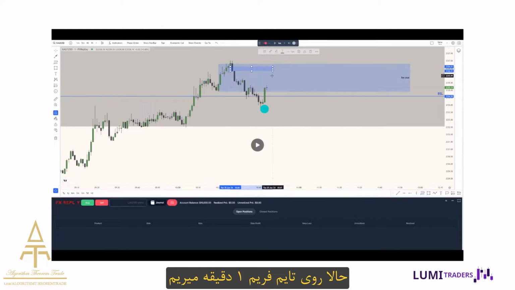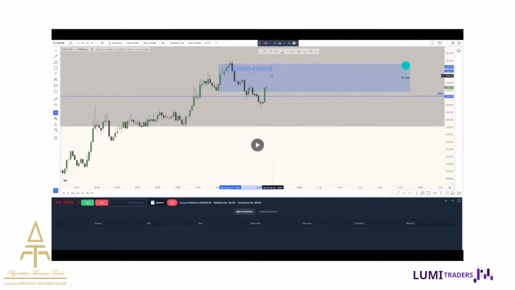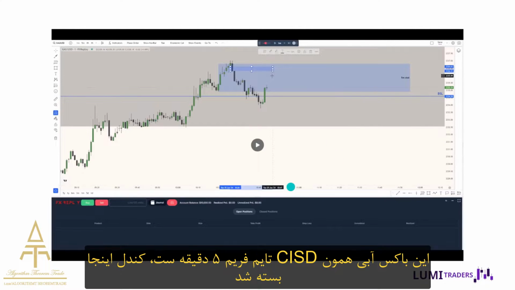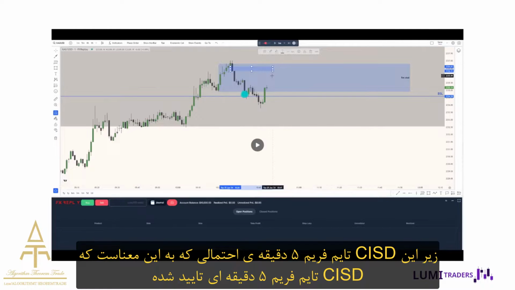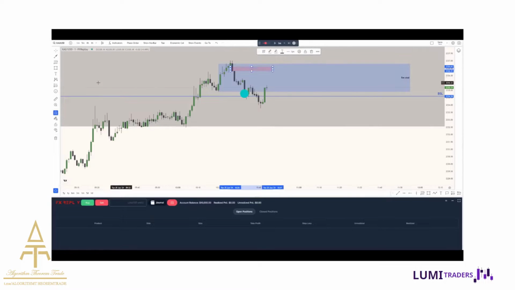Well, now I switch to the 1-minute chart. What do I need to do here? To find two 1-minute imbalances within the 5-minute change in the state of delivery range. This blue box is the 5-minute change in the state of delivery. We got the closure right here. Below the possible 5-minute change in the state of delivery means we got a confirmed 5-minute change in the state of delivery, and now we can find two 1-minute fair value gaps.